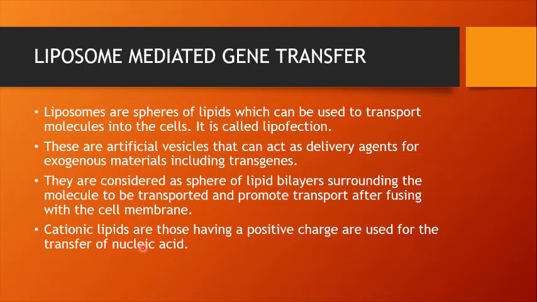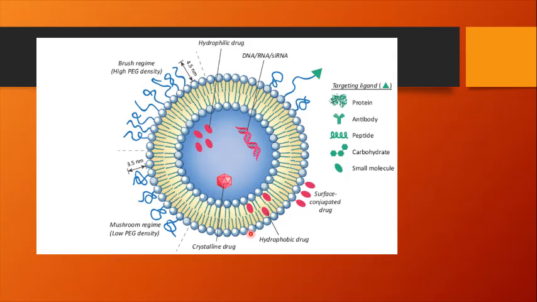So cationic lipids are those having a positive charge, and they are used for the transfer of nucleic acid. The nature of the molecule which we are going to transfer into the cell differs; their chemical properties are different, their electrochemical properties are different. On the basis of this, cationic lipids, for example those with a positive charge, are used for the transfer of nucleic acid. The same is the case with another molecule.